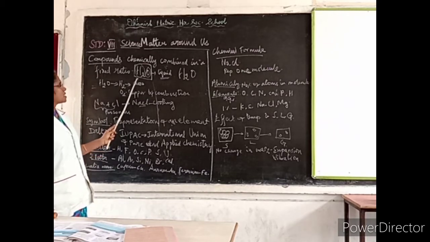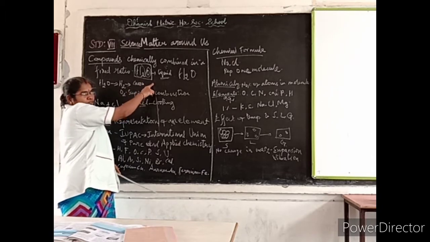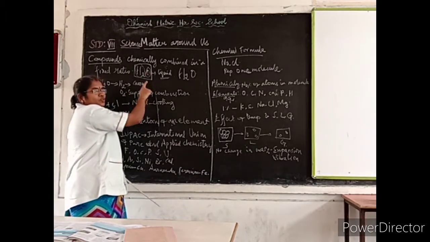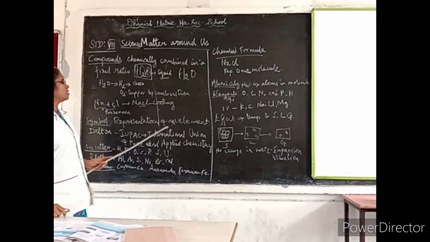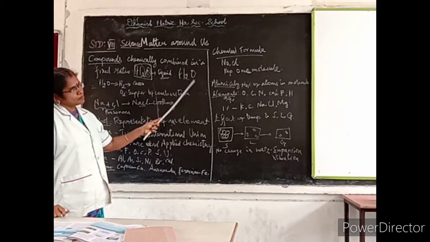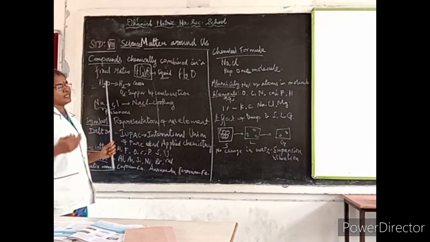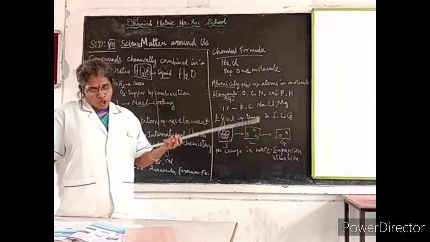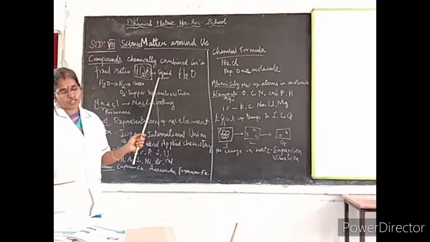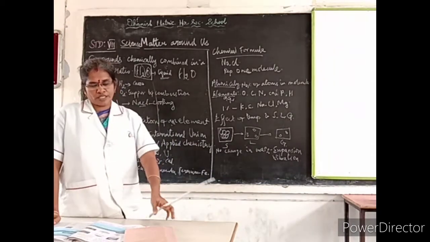For example, water: two atoms of hydrogen combine with one atom of oxygen to form one molecule of water. So we can say this is a molecule or compound. It is a pure substance. Now I will explain the properties. First, a compound is formed when the constituent elements combine in a fixed proportion or fixed ratio.